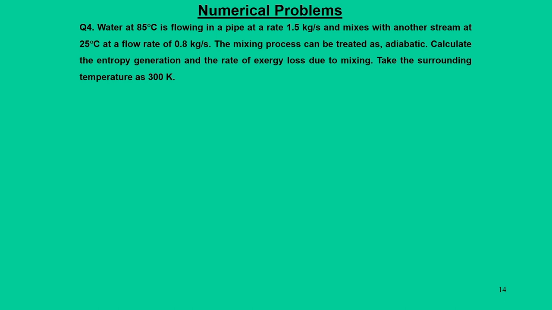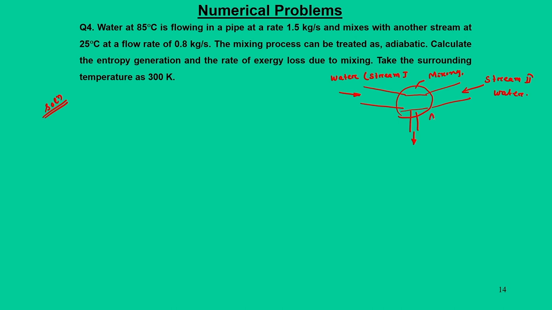Next problem is about a mixing process. We have water at 85 degree centigrade flowing in a pipe, and it is stream 1. It is mixing with another stream of water, and they are mixed and taken out as another stream. So, this is a mixing arrangement, and this mixing process is considered as adiabatic.